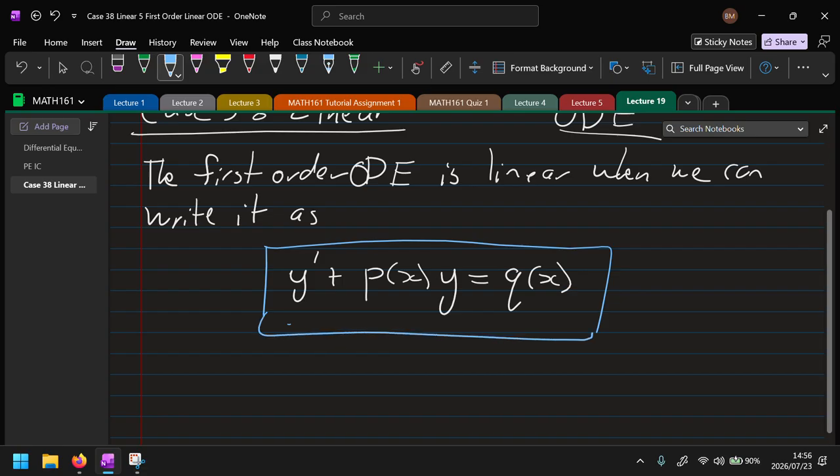So please put a box around that. It has to be in this form. Otherwise, the method afterwards will just give you rubbish. So always make sure it's in this form before going through with the method.